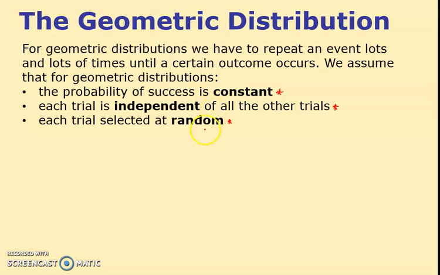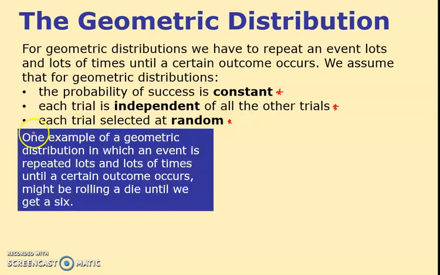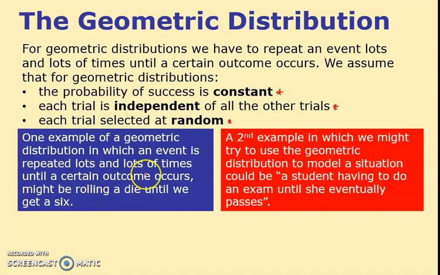A couple of examples then, in addition to the ones I made up just then. One example of a geometric distribution is an event repeated lots and lots of times until a certain outcome occurs, and it might be rolling a die until we get a 6. That was the one I had in the example. A second example might be one in which we try to model a situation in which a student has to do an exam until she eventually passes. So you can see she takes the exam. It might be a driving test, for instance. She takes the exam, she fails. She takes the exam, she fails. She takes the exam.